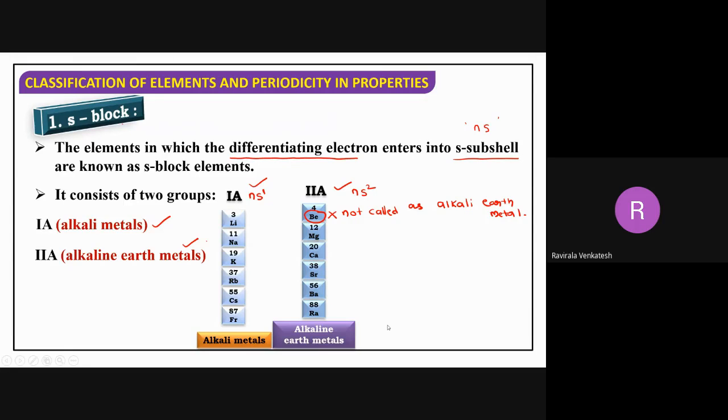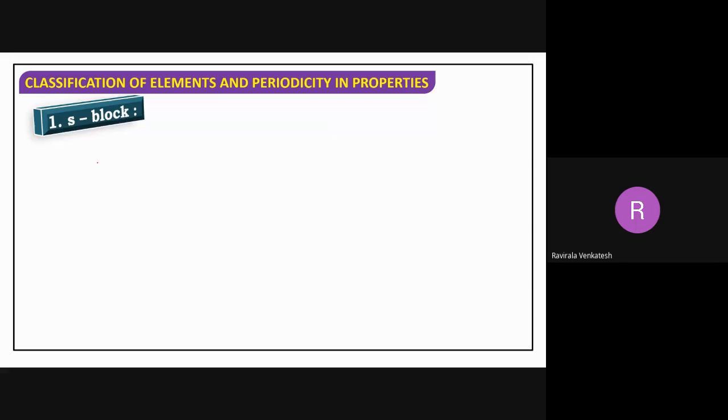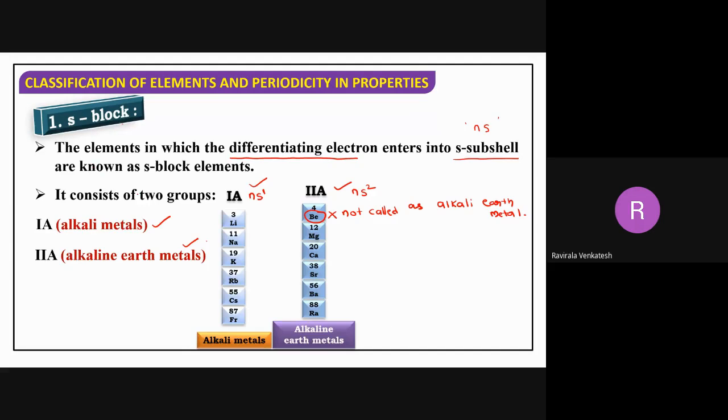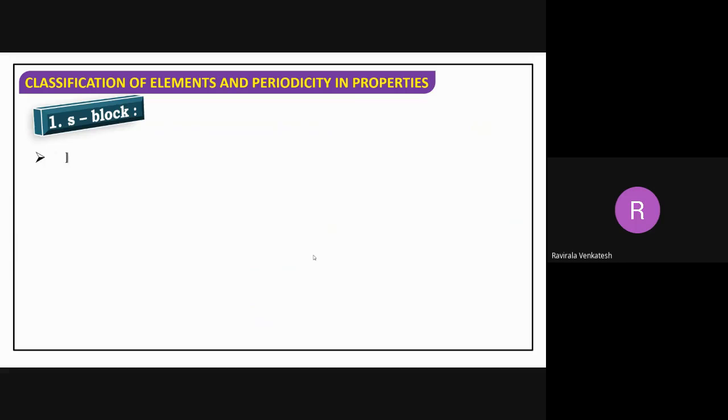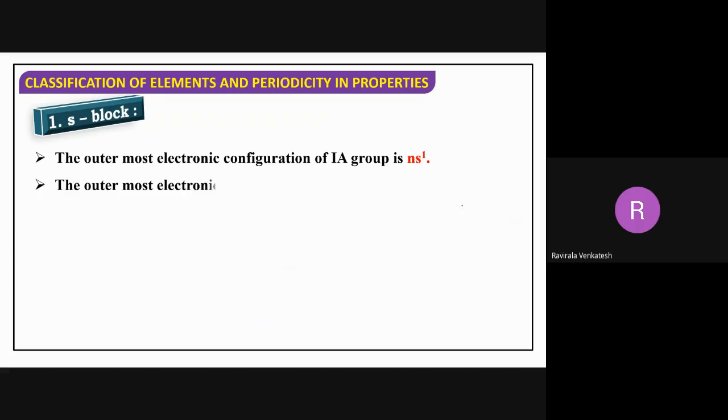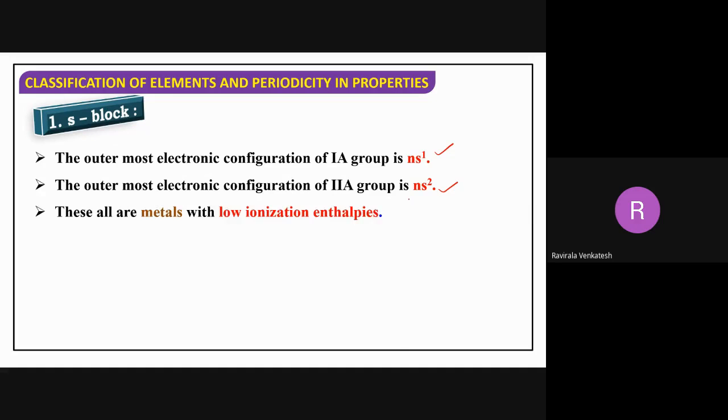Okay, so this is about the classification of first A and second A group elements. Whether you need to remember the elements, no need, but at least remember up to here. I told you up to 30 you need to remember: lithium, sodium, potassium, beryllium, magnesium, calcium, better to remember up to 30. This I already told you: ns1 configuration, ns2 configuration. First A will have ns1, second A will have ns2 configuration.